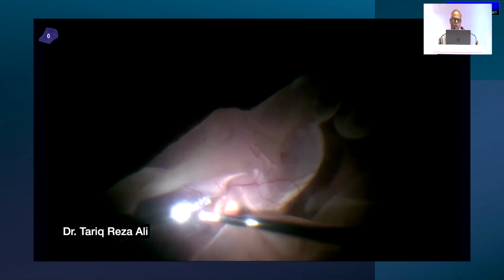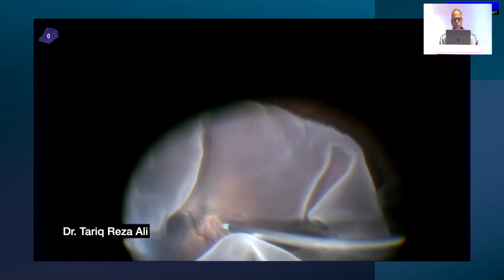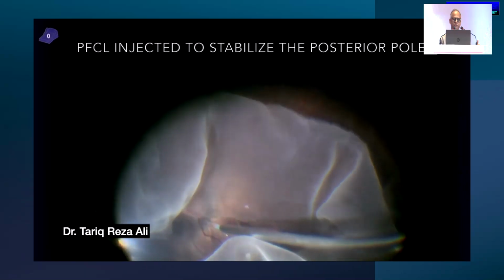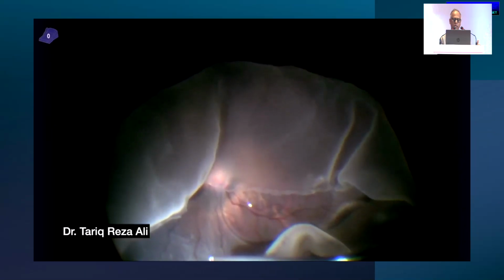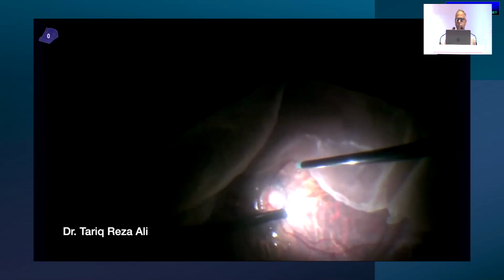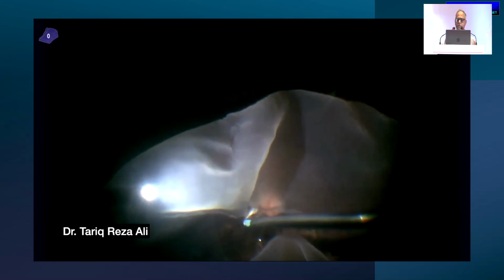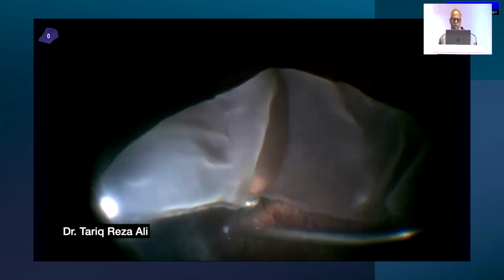Here you see all the vitreous we have to remove, and we can put triamcinolone to see the vitreous. Here we are putting some PFCL to stabilize the posterior pole, and then we will go to the anterior flap where vitreous is very much adherent, and we have to remove that anterior vitreous along the anterior part of the retina also to remove all the tractions. This is a pediatric case, as I told, so we cannot leave any amount of vitreous, otherwise it will create redetachment.